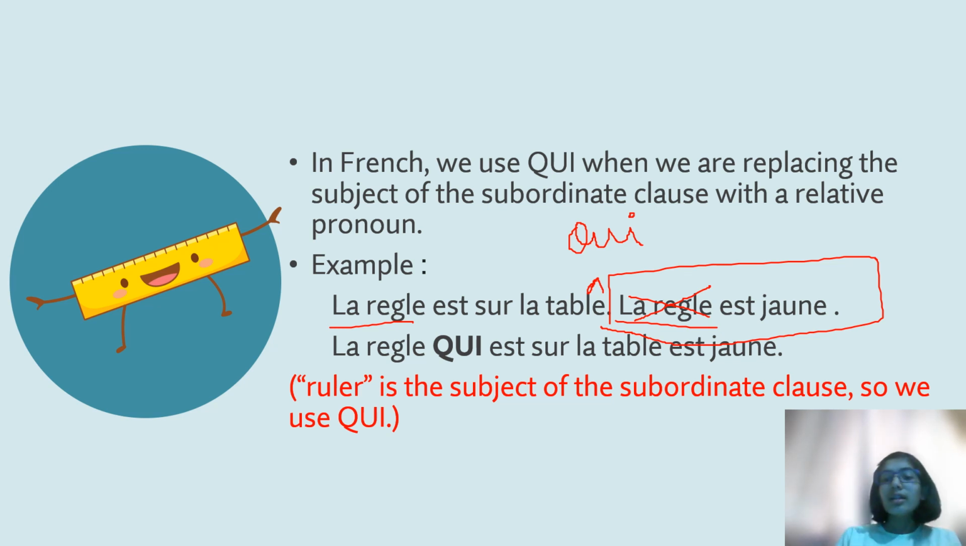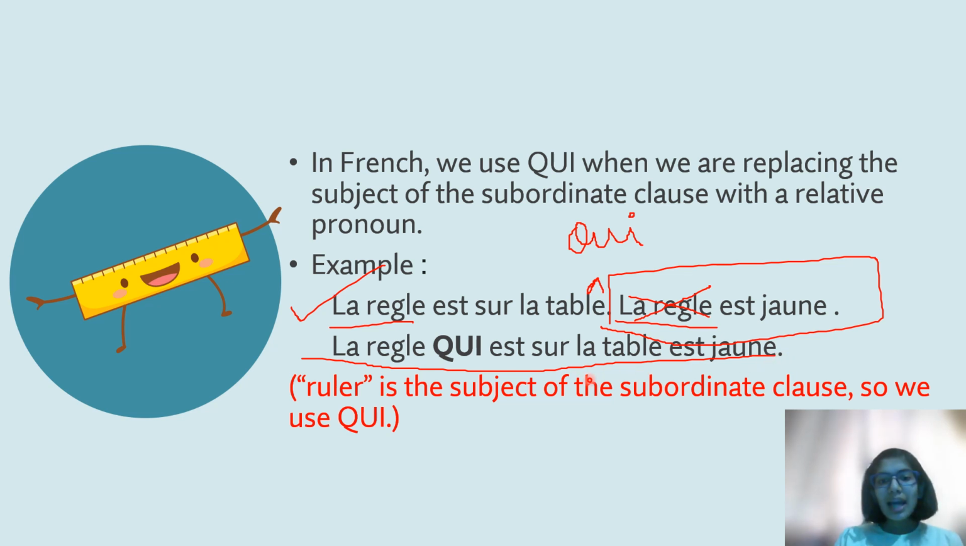It would have been better अगर मैं इसको ऐसे translate कर पाती. The ruler which is yellow is on the table. So यही हुआ है हमारे इस आंसर में, right? This would have been correct, but not appropriate, right? There's a difference between correct and appropriate. This is correct and is appropriate as well, right? La règle qui est sur la table est jaune.